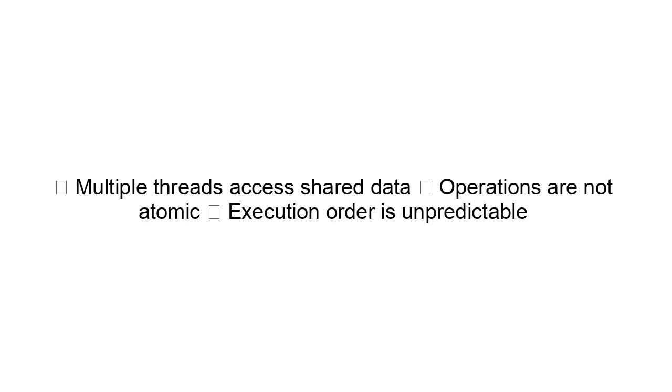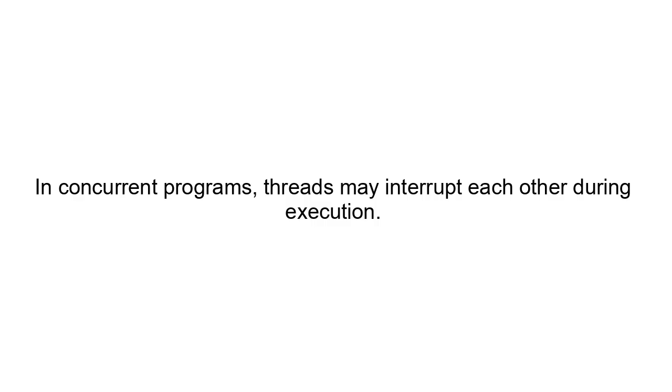Why do race conditions occur? Race conditions occur because multiple threads access shared data, operations are not atomic, and execution order is unpredictable. In concurrent programs, threads may interrupt each other during execution.